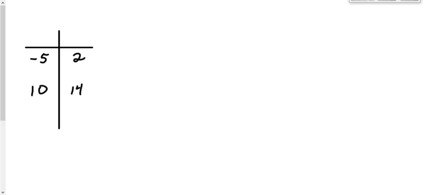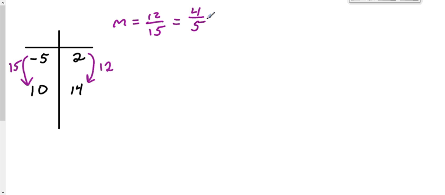Try again with another table. First thing we've got to do is check between our 2 points. From 2 to 14 is 12. From negative 5 to 10 is 15. So our slope is 12 over 15. Always simplify. 3 goes into both of them. Gives us a slope of 4/5.